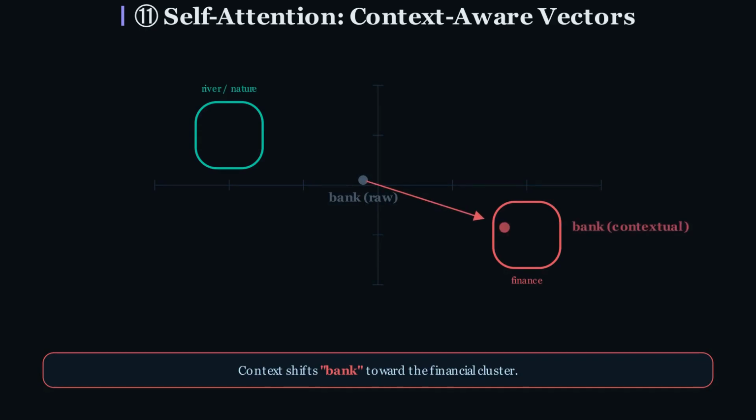Aggregating information from approved and loan shifts bank's hidden state away from a neutral starting point and directly into the financial region of the space. In the river sentence, it would shift the opposite way. This is what makes an embedding truly contextual.